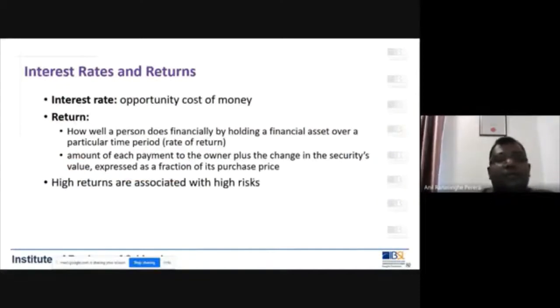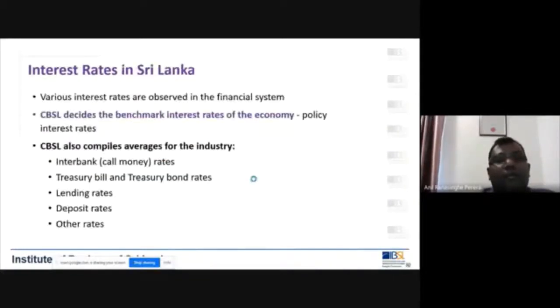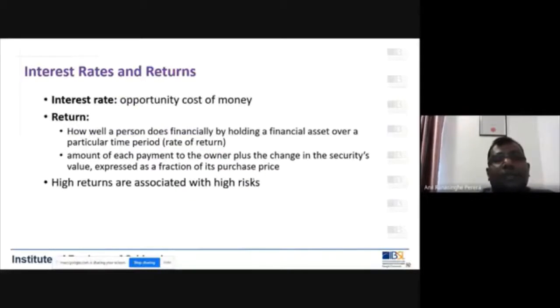Then one more thing I need to highlight before we move to the Sri Lankan context. Interest rate, as I have mentioned, is the opportunity cost of money. That is basically the cost of money. It is different from return. Return indicates how well a person would be doing financially when he holds a financial asset for a particular period of time. So you call it a rate of return.